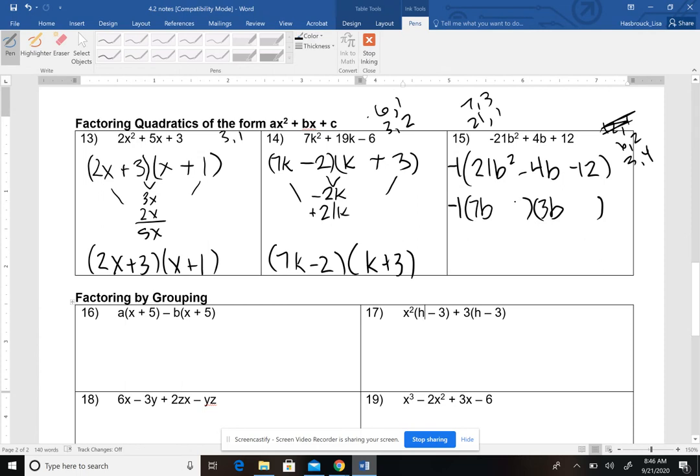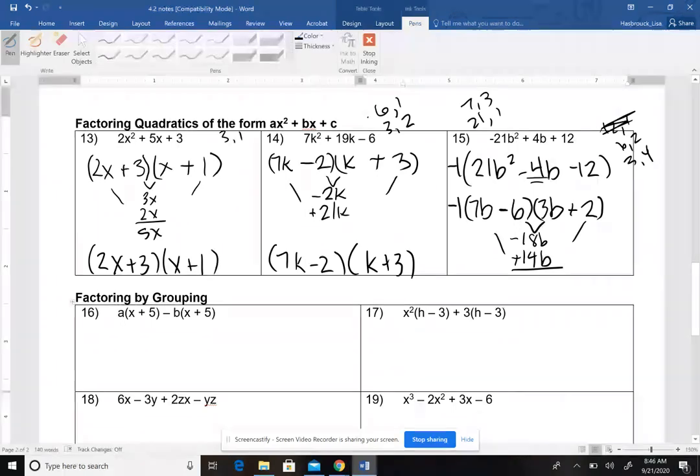I am going to put, let's do 6 and 2. So I'm going to put a 6 here and a 2 here. That would give me an 18b and a 14b. Now we need this -4 in the middle. So we could get that if it was a -18 and a +14, which means this would need to be a -6 and a +2.